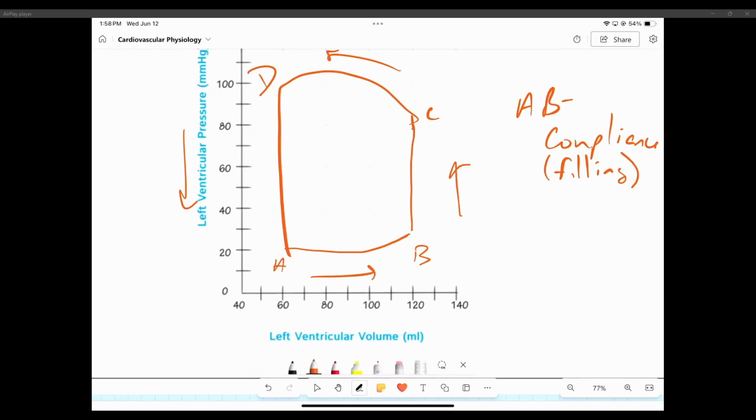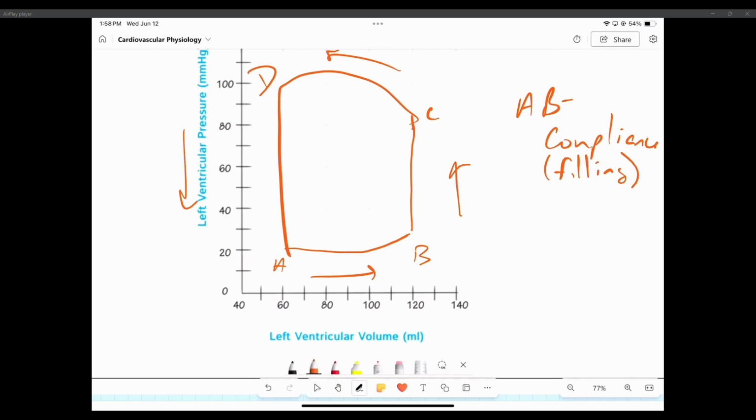When we get to B, from B to C, what is occurring? Is there any change in volume? But what is changing? Pressure. Pressure is rising. What phase is this also known as? Isovolumic contraction. Right? Our volume is at 120. It's not changing. We're going straight up. But the pressure is changing because we're generating pressure.